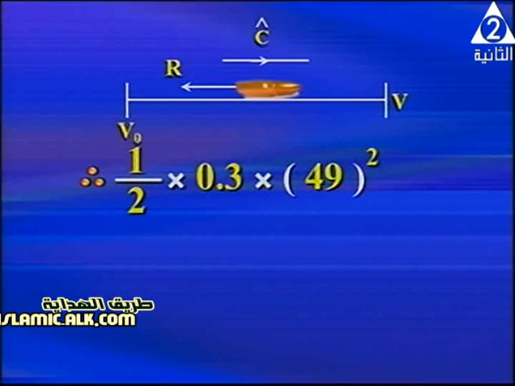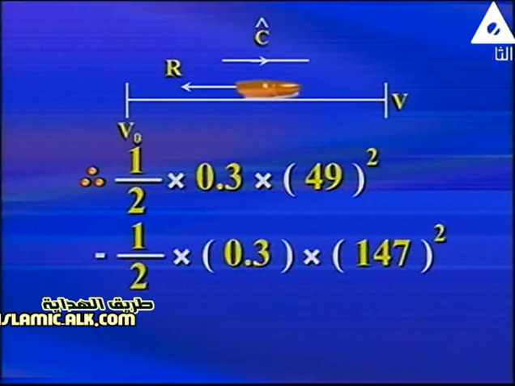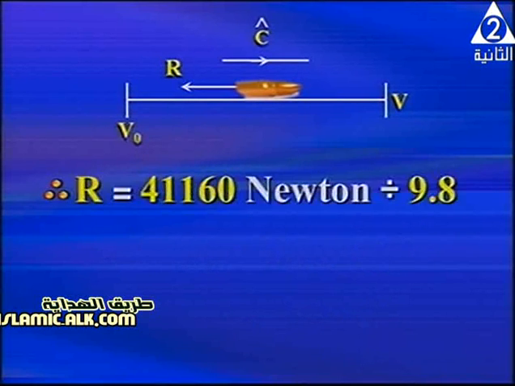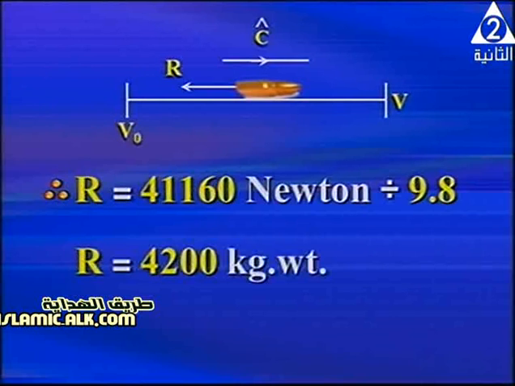Therefore, by using substitution, the left hand side becomes half times 0.3 times 49 power 2 equals negative R times 0.07. Then the resistance R equals 41,160 Newton divided by 9.8, which is in kilogram weight. Then the resistance of the bullet is 4,200 kilogram weight.